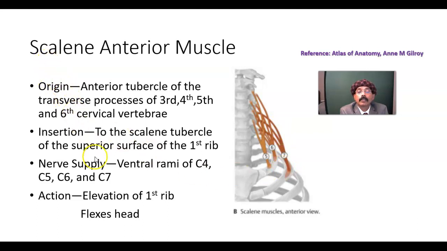What is the nerve supply of the scalene anterior muscle? The scalene anterior muscle is innervated by the anterior rami or ventral rami of C4, C5, C6, C7 spinal nerves. Action of scalene anterior: it elevates the first rib. It also flexes the head.